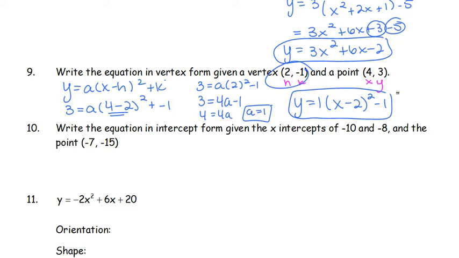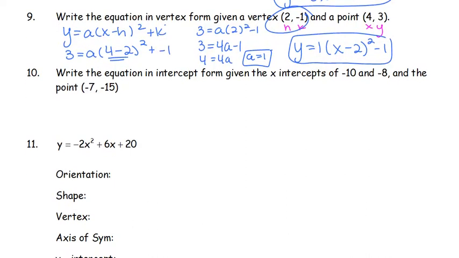Number 10, write the equation in intercept form given the x-intercepts of a negative 10 and a negative 8. So intercept form is y equals a times x minus p and x minus q, where p and q are those intercepts. So you've got a point, your x and your y, you've got intercepts, which are p and q.